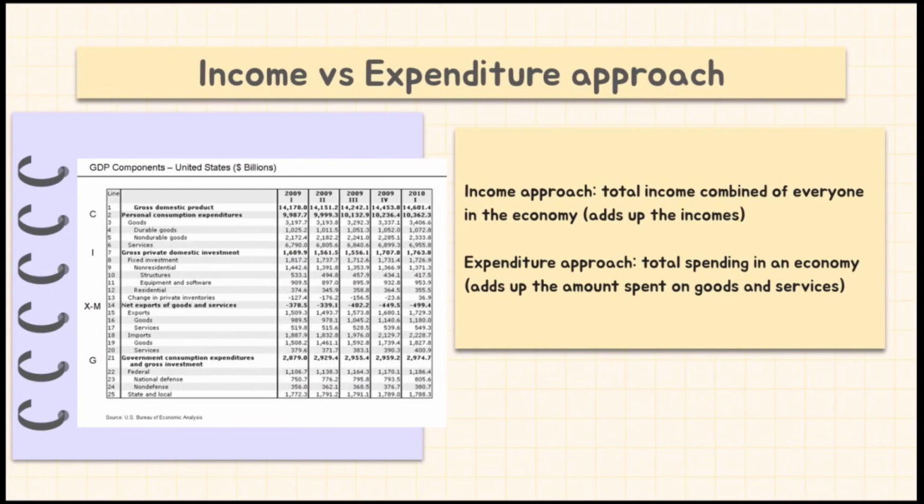So there are two approaches to calculating GDP. There's the income approach and the expenditure approach. The most common way is to use the expenditure approach, which adds up the goods and services that are being produced. And the income approach uses things that are earned from the production of goods and services, such as wages, rents, interest, etc.